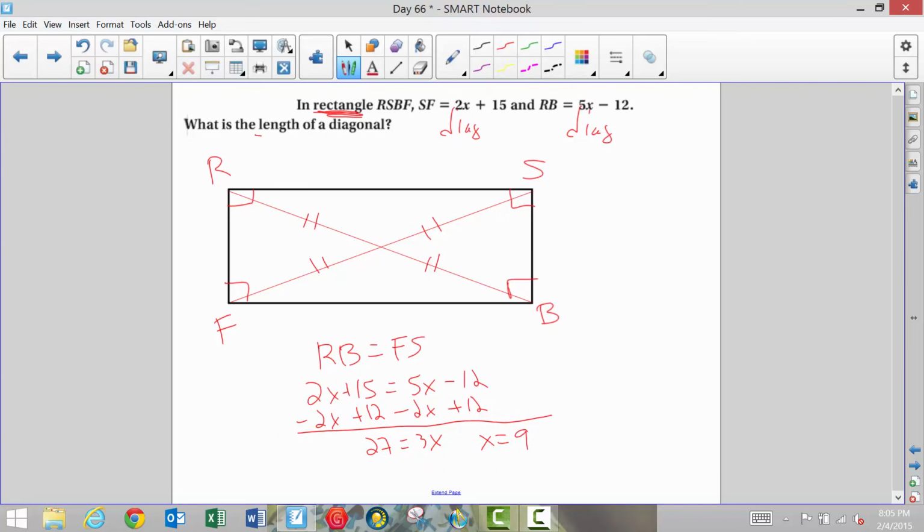I want the lengths, reading the question. Remember, in geometry, it's not just solving for a variable, it's solving for a variable and substituting back in. So I need to substitute back in. So I have 2 times 9 plus 15. I have 18 plus 15, which is 33. So RB is 33. That means FS is also 33. So here is just using your properties of a rectangle that the diagonals are congruent. Solve for x, substitute back in to get the lengths.